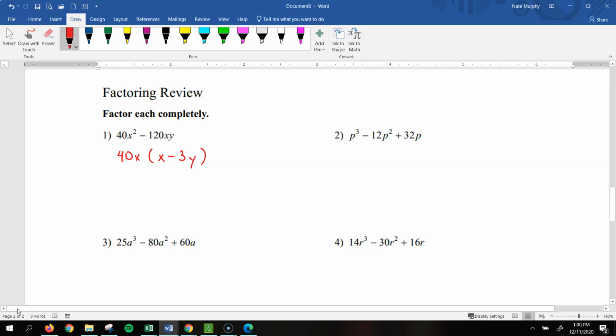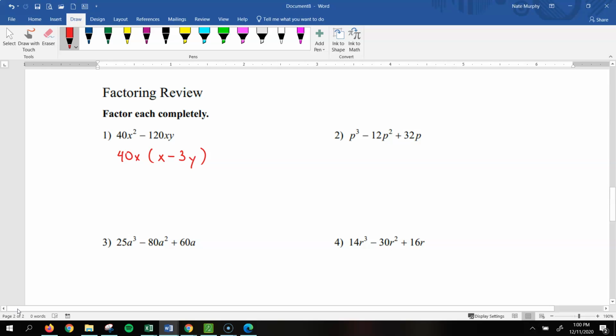Now you want to make sure you always factor completely. Now this x minus 3y is not a difference of squares or anything like that. There's nothing more I can factor out from that. So this would be my final answer for this first one. So for this first one, we're just reviewing how to basically factor out a greatest common factor.